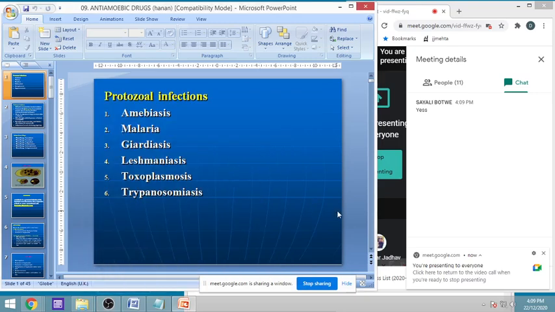We'll move to a new topic that is protozoal infections. There are various infections. These are amoebiasis, malaria, giardiasis, leishmaniasis, toxoplasmosis, and trypanosomiasis. These are six prominent infections which are because of the protozoa. Everywhere the causative organisms are different. We shall see one by one, and we shall see the treatment for each.